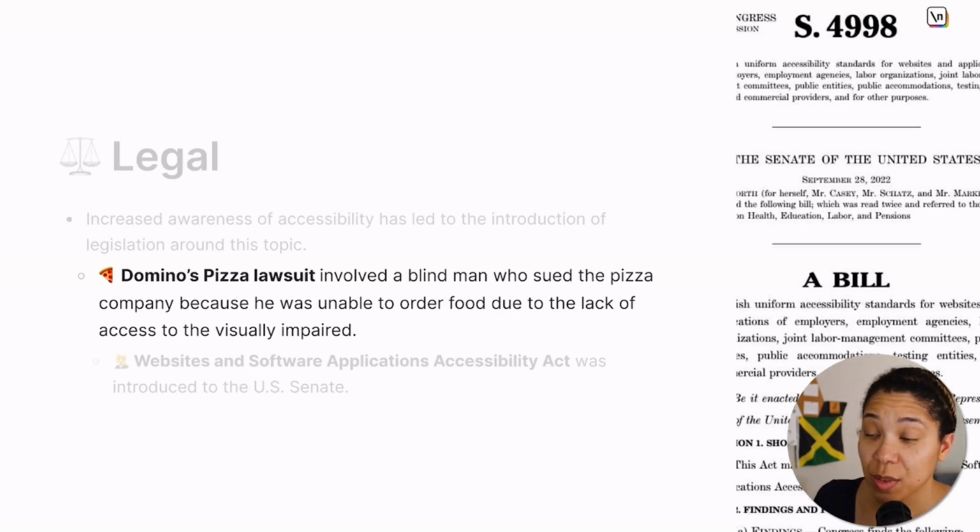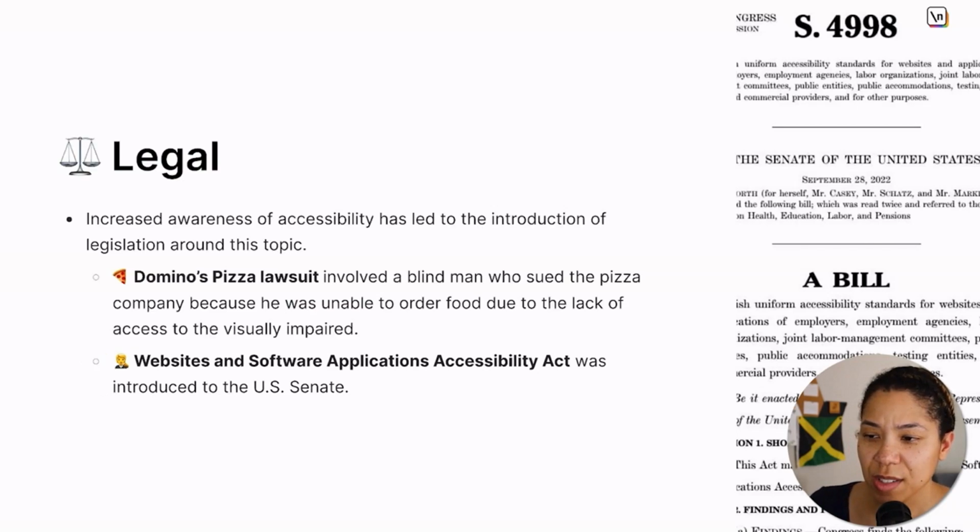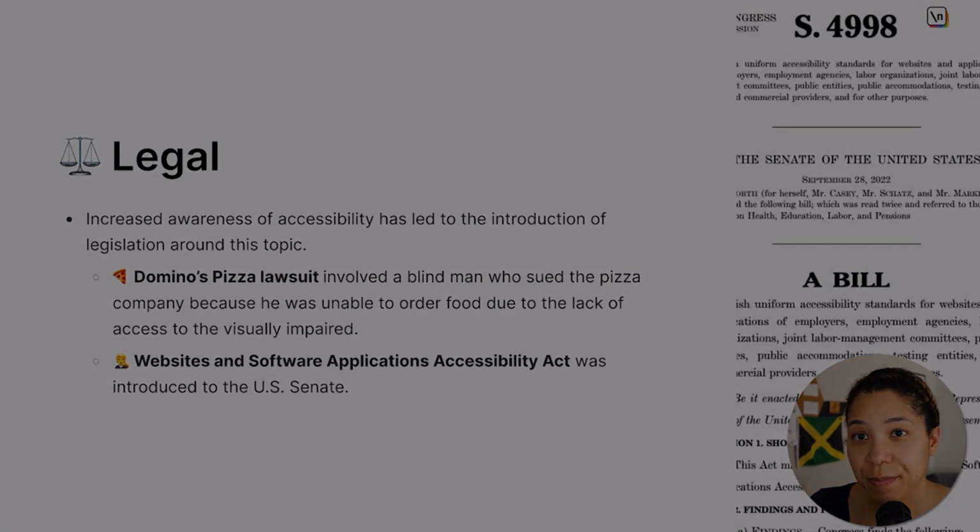On September 28, 2022, the Websites and Software Applications Accessibility Act was introduced to the U.S. Senate and is legislation that is intended to break down the barriers that people face when accessing websites and applications. As you can see, accessibility is a very relevant and important topic, and creating websites and applications that are operable by people of all abilities is something that we should all strive for.